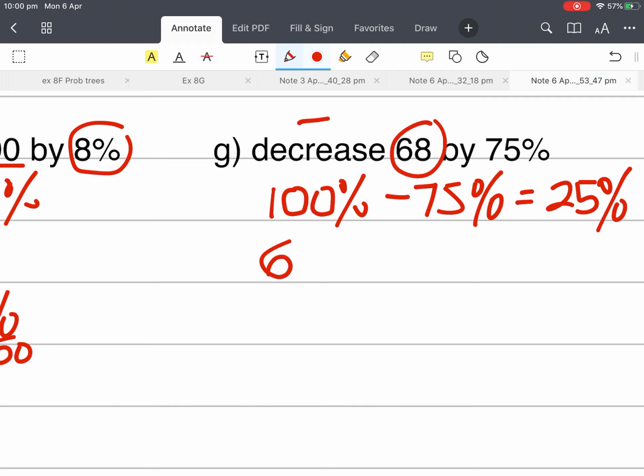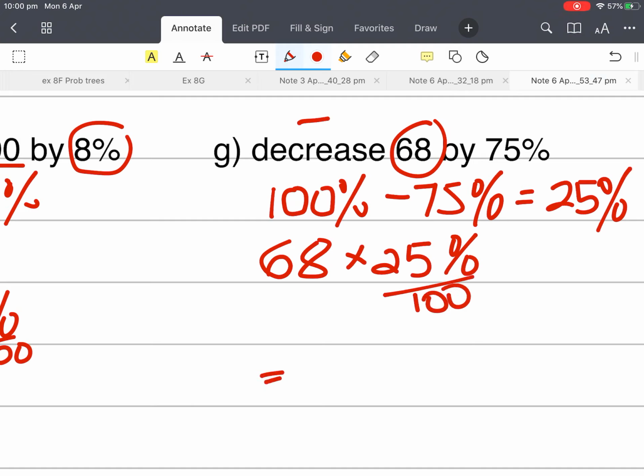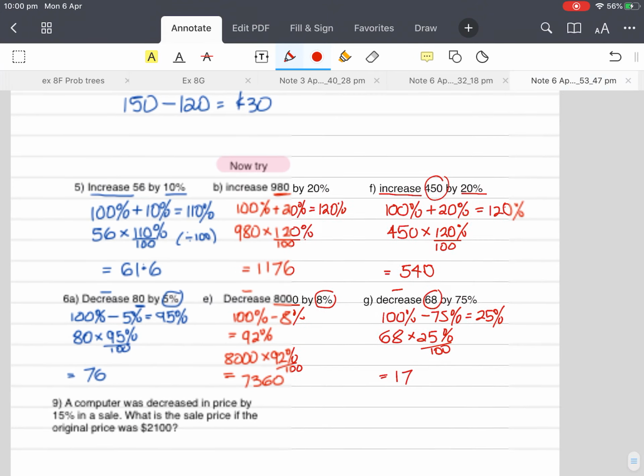So let's do the second set of working out. Take the number in the question, 68, not the percent, but the number on its own. Multiply that by the 25%. Remember, that means 25 over 100, and do that on your calculator. 68 times 25 fraction key 100, or use the percent key, and I get 17. Is my number 17 smaller than what I started with, 68? Yes, it is. Good, so I am correct.